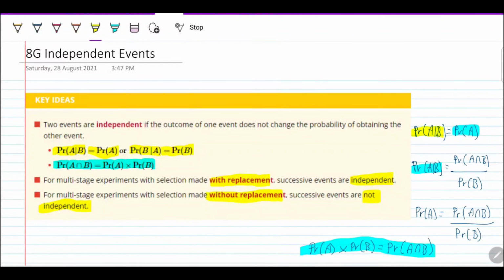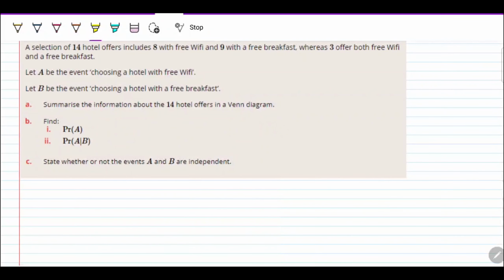Okay, let's try a few examples ourselves. So a selection of 14 hotel offers include 8 with free Wi-Fi and 9 with free breakfast, whereas 3 offer both free Wi-Fi and a free breakfast. Let A be the event choosing a hotel with free Wi-Fi. So that's for A, free Wi-Fi. Let B be the event choosing a hotel with a free breakfast. Summarize the information about 14 hotel offers in a Venn diagram.